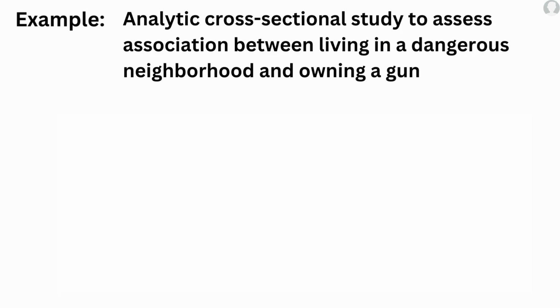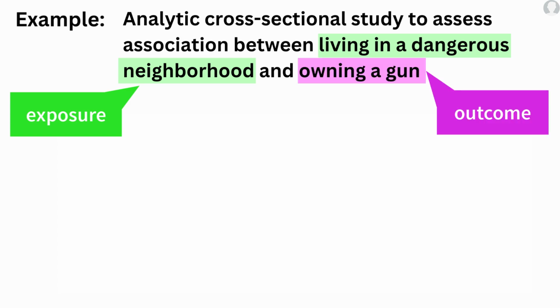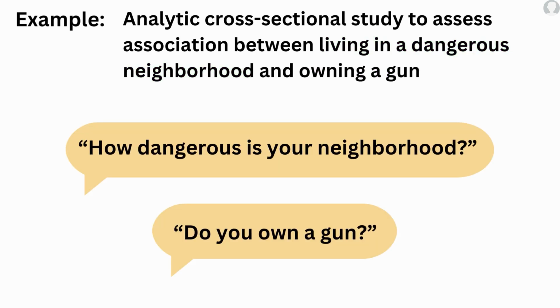For example, an analytic cross-sectional study to assess the association between living in a dangerous neighborhood and owning a gun. The exposure is living in a dangerous neighborhood and the outcome is owning a gun. The goal of this study would be to find out if there is an association between these two variables. Participants would be asked both of these questions at the same point in time and only once.